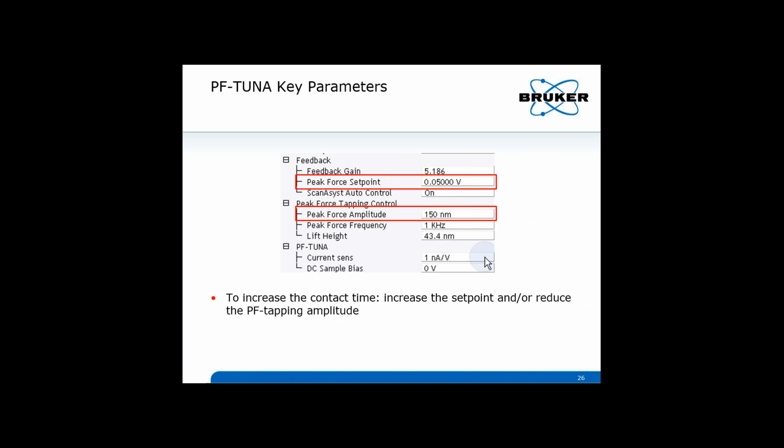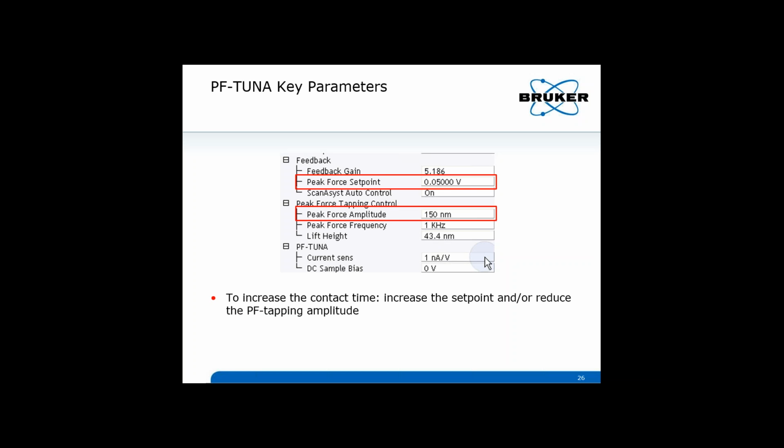PF TUNA key parameters. How do we control the PF TUNA parameters? Here are several tips for using PF TUNA in the imaging mode. The first one is you need to use a smaller PeakForce set point for soft or delicate samples. Second, the PeakForce set point will affect all the 3 reported current quantities: peak current, contact current, and tuner current.